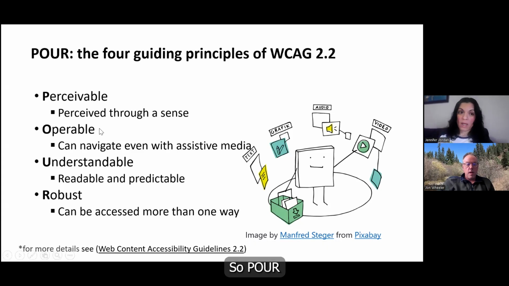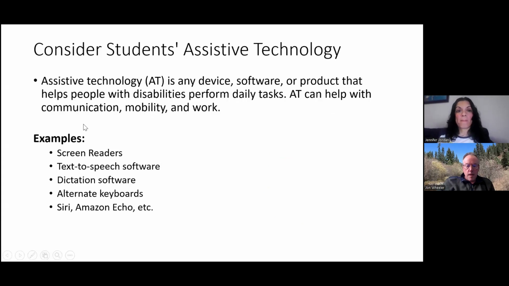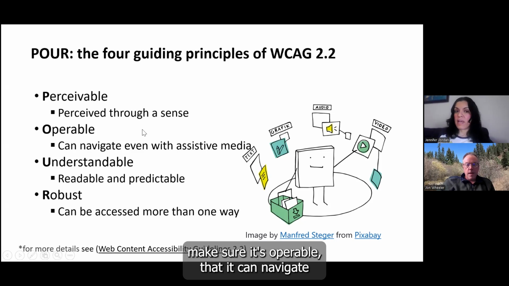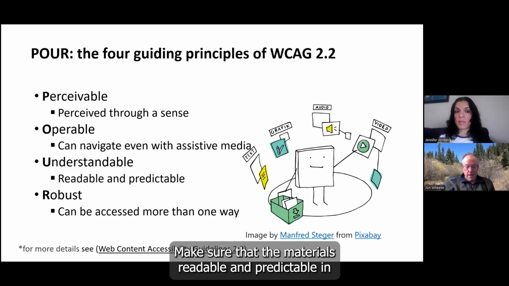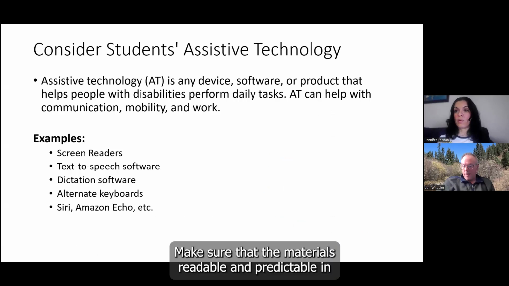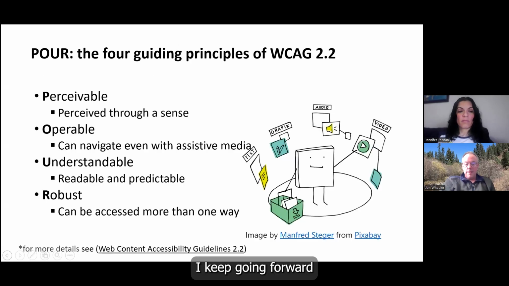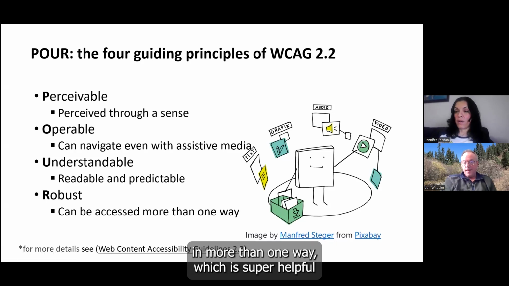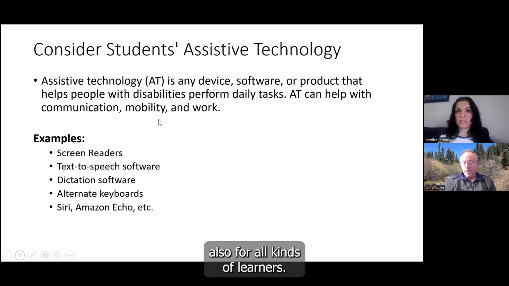You want the content to be perceivable through at least one sense for your students. Make sure it's operable, that it can be navigated with assistive media, that it's understandable. Make sure that the material is readable and predictable in terms of its structure, layout, and design. And then robust, so the students can access it in more than one way, which is super helpful also for all kinds of learners.